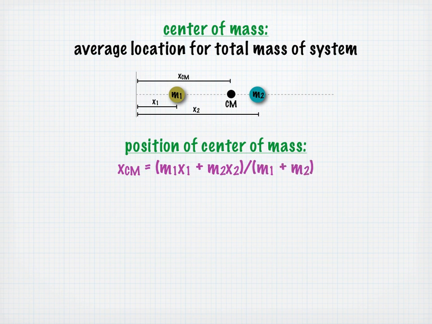You can see that each term in the sum in the numerator is the product of one of the object's mass and position, and the denominator is the sum of the masses of the objects.